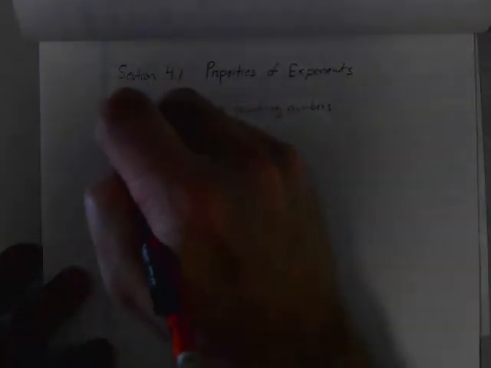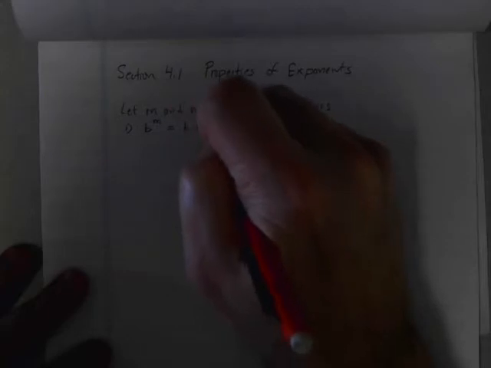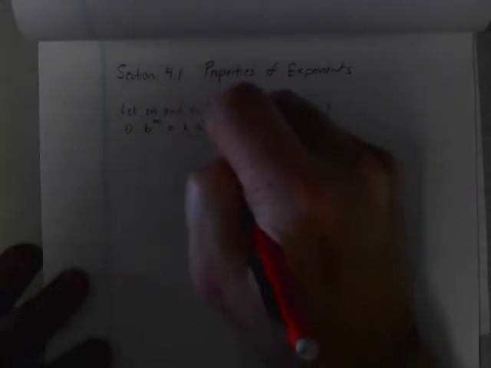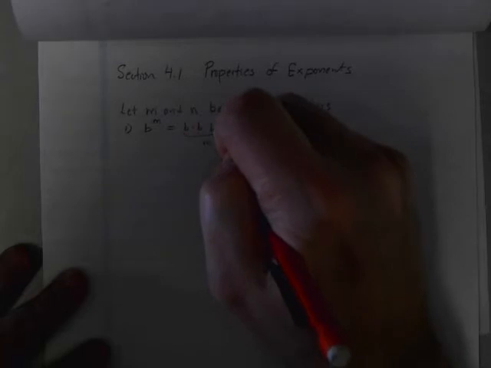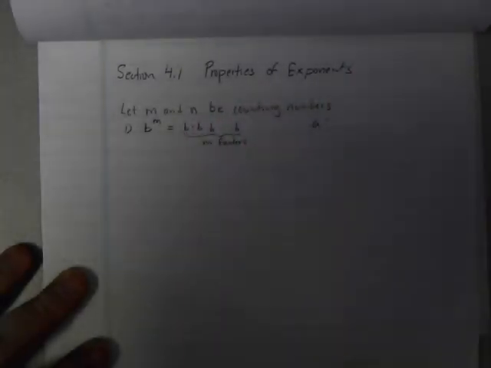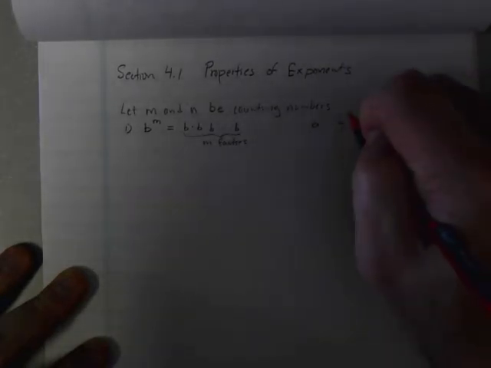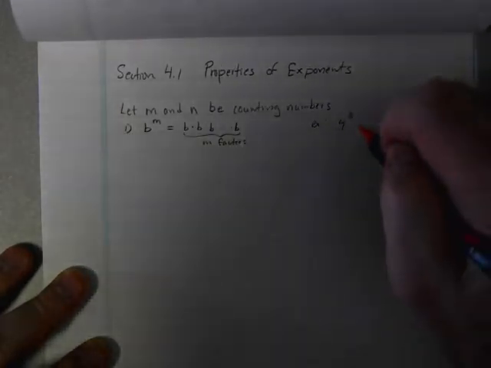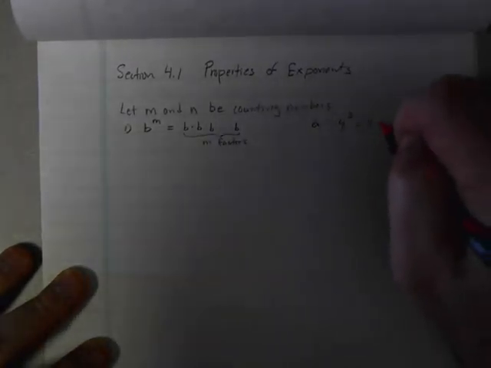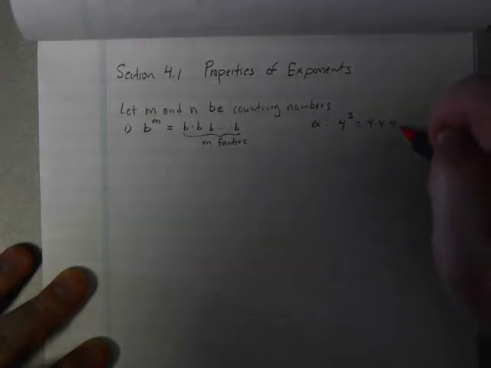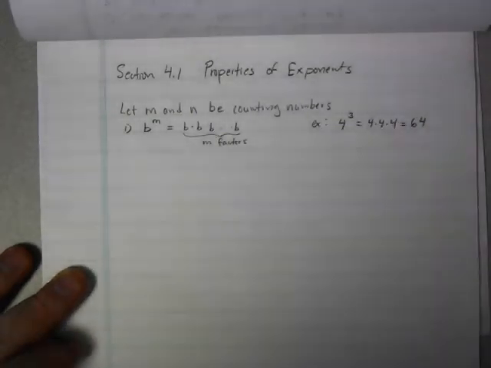Our first property of exponents: b to the m is a shorthand notation for writing b times b times b times b, where you have m factors. This is nothing earth-shattering. If my base is 4 and my exponent is 3, we use b for base, by the way, this simply means 4 times 4 times 4, which happens to be 64.